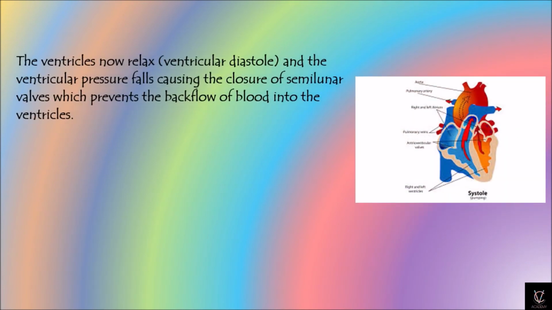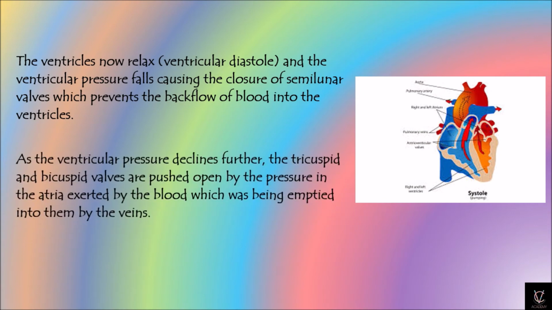The ventricles now relax. So here, what condition is it in? It is ventricular diastole, and the ventricular pressure falls, causing the closure of the semilunar valves, which prevents the backflow of blood into the ventricles. As I mentioned earlier, valves are unidirectional, and when the ventricles come into a relaxed condition, the valves start to close and will not allow the blood to flow back again into the ventricles. Here the semilunar valves are closed.